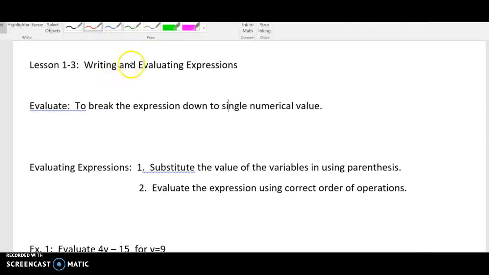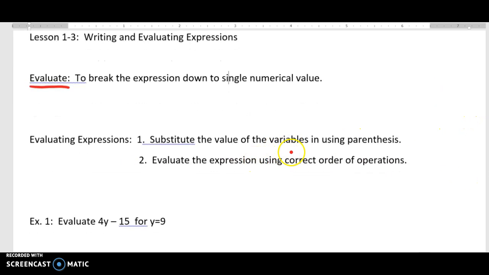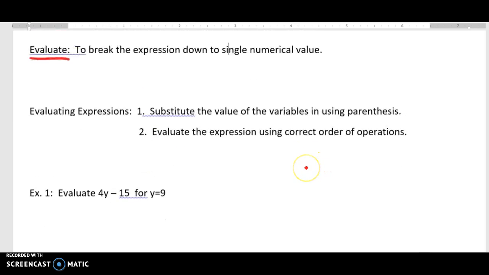First off, you have to know that an algebraic expression is just a bunch of numbers, variables, and operations all put together. And when we evaluate an expression, what we're basically doing is breaking the expression down to a single numerical value. Okay, so there's a difference between evaluating and solving. Now to evaluate these expressions, very similar to what you did in 1.2, but now we have to actually substitute the value of the variable in.